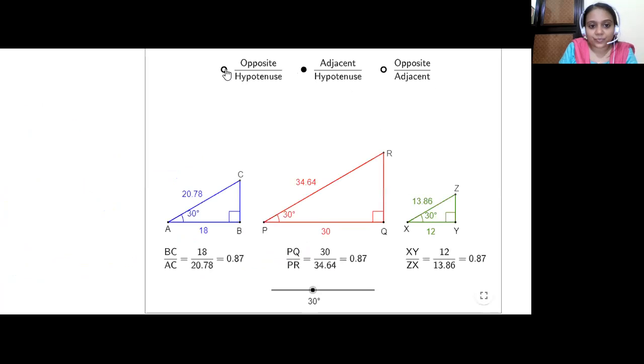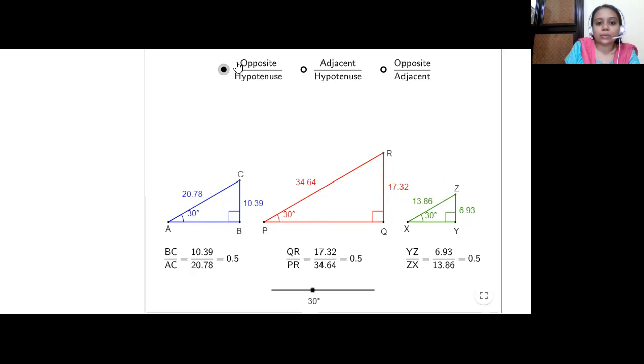Let's check that. There are three triangles which look the same even though the size is different. So look at the angles. They are right angle triangles, so 90° is common for all three, and there is a 30° angle which is common for the three. The angles are the same, so they are similar, so the sides must be proportional. Even though the sides are different, the ratio must be the same.